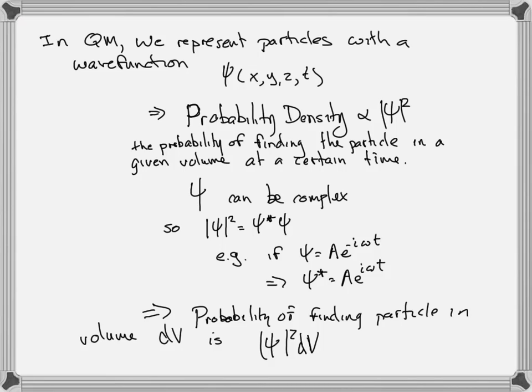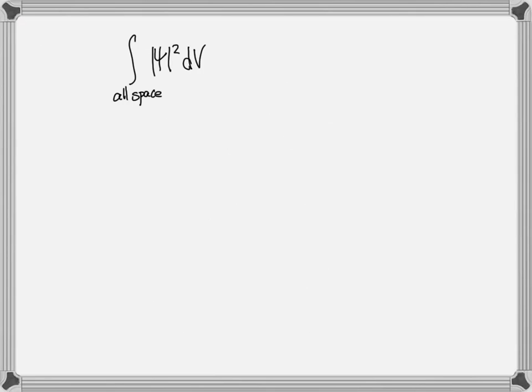What's the probability of finding it somewhere in space? A given particle, if it exists, must be somewhere, right? So if we want to know the probability of finding it somewhere in space, then any space, we can integrate over all space. And so what should that probability be? That probability should be 1, right? Because it's got to be somewhere.